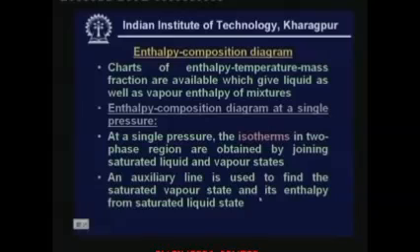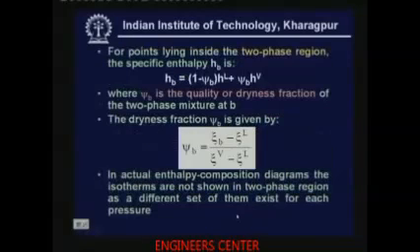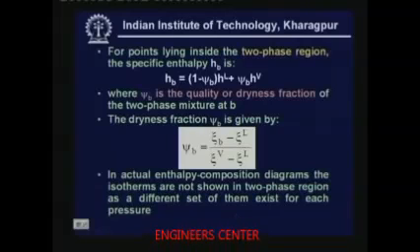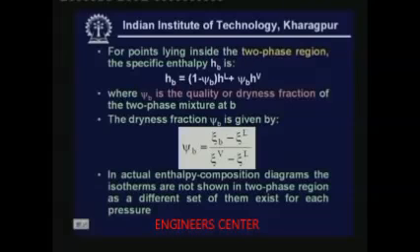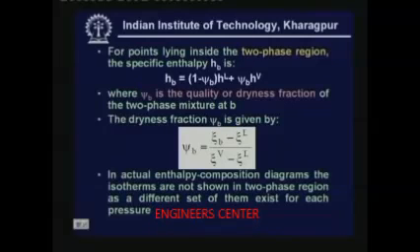And as I said, an auxiliary line is used to find the saturated vapor state and its enthalpy from the saturated liquid state. For points lying inside the two phase region, the specific enthalpy Hb has to be obtained just like a two phase mixture of any fluid. Hb is equal to (1 minus psi b) into Hl plus psi b into Hv, where psi b is the quality or dryness fraction, and Hl and Hv are the saturated liquid enthalpy and saturated vapor enthalpy.